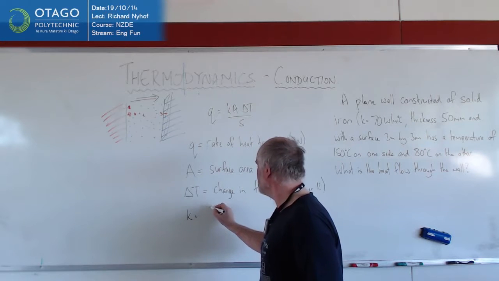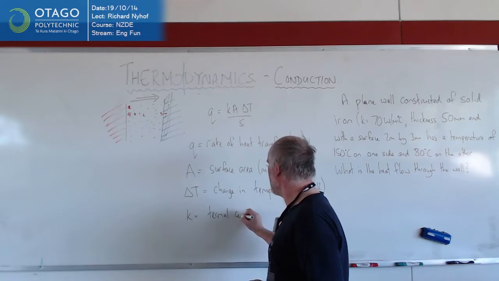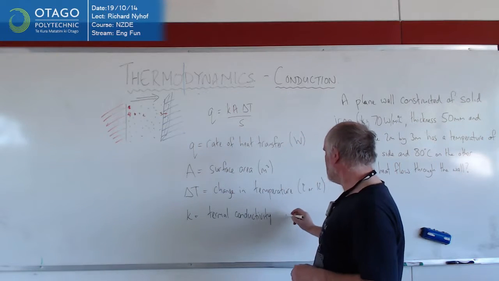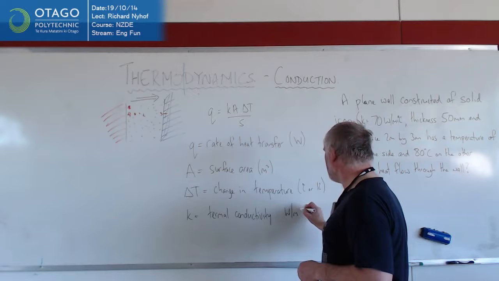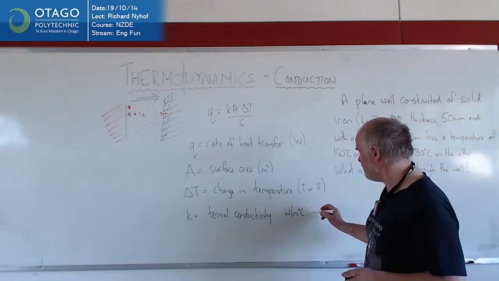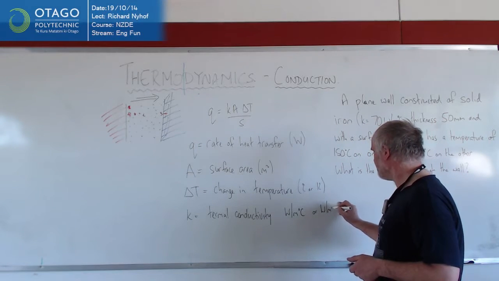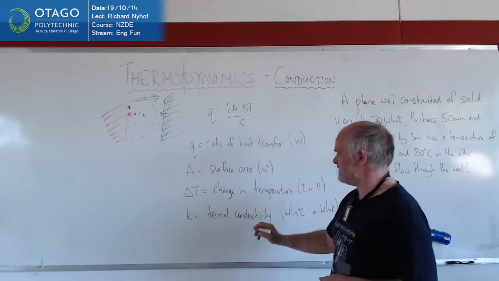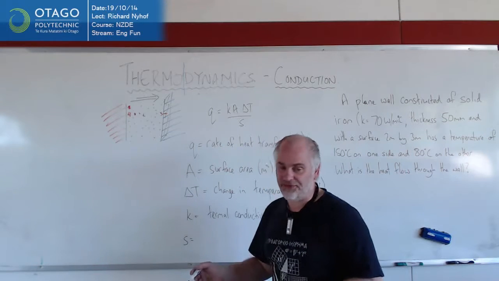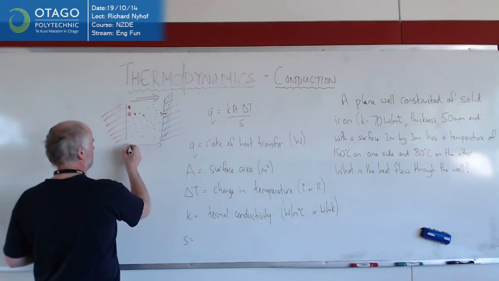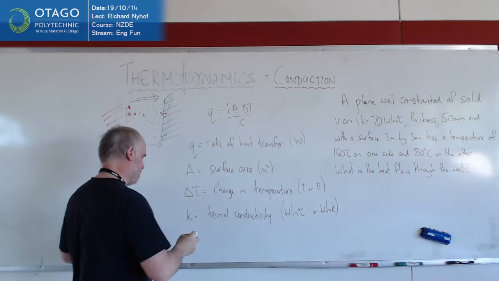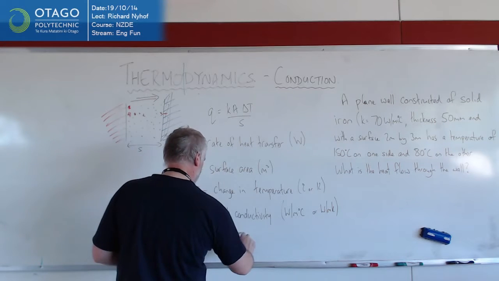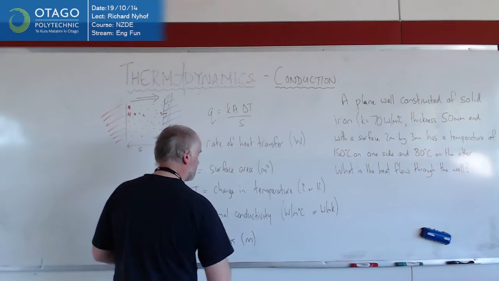K in this case is the thermal conductivity, and that's measured in watts per meter degrees Celsius or watts per meter Kelvin. And the only other thing missing is S, which is how thick the wall is. So S is the distance across the wall. So thickness. And that'll be in meters.